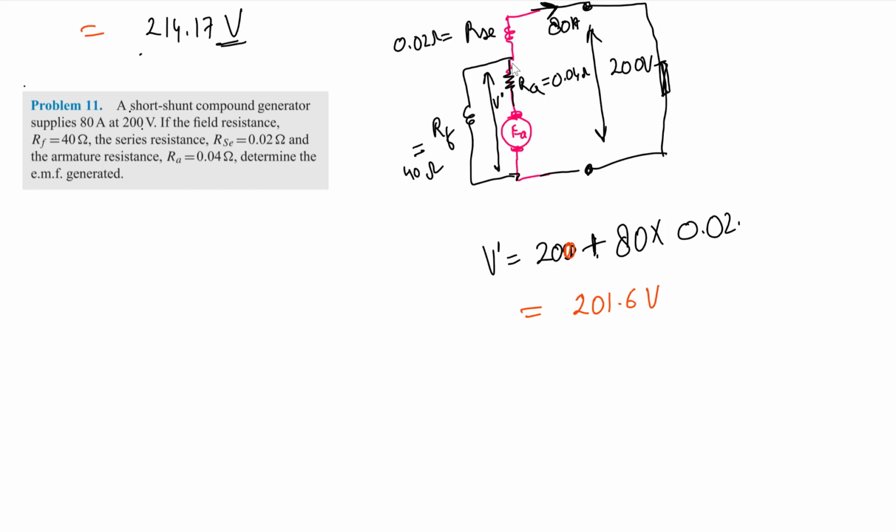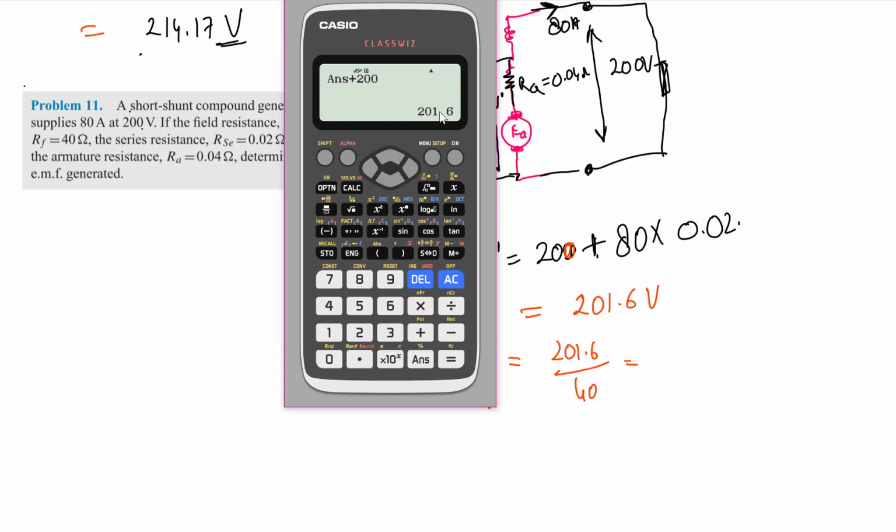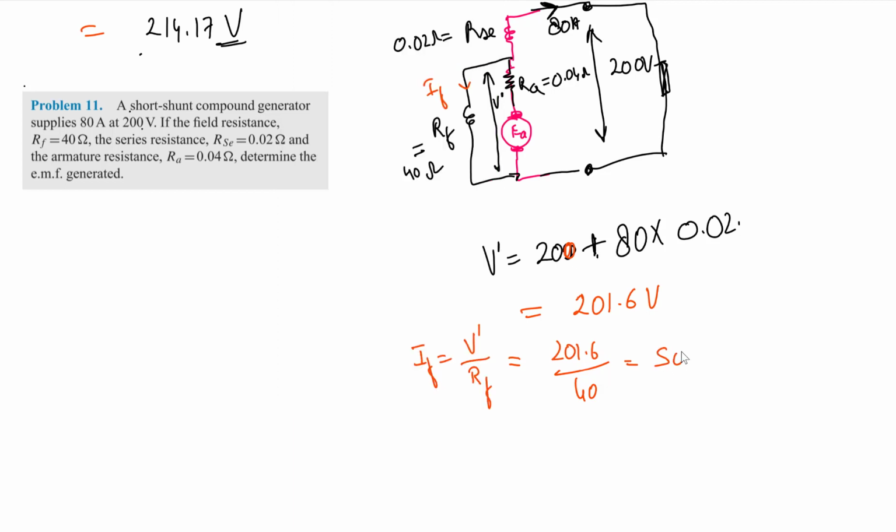Now 80 ampere of current is flowing through here. What is IF? The voltage across the field is V dash, so IF is equal to V dash divided by RF. This is equal to 201.6 divided by RF, which is 40. We got 5.04.